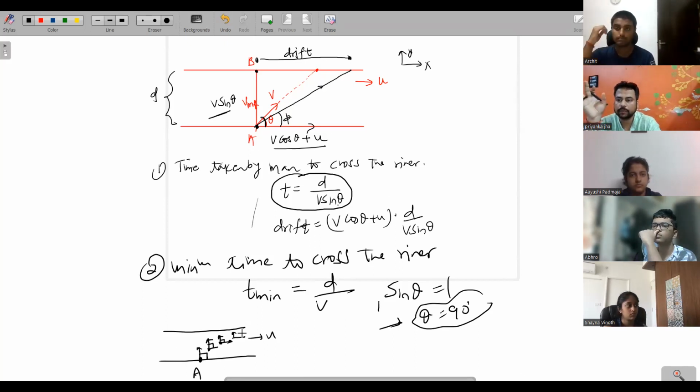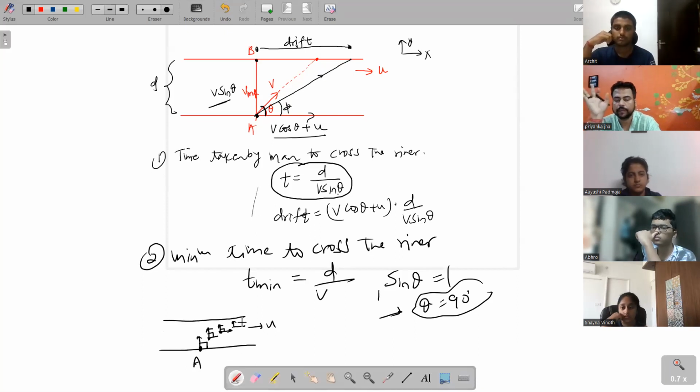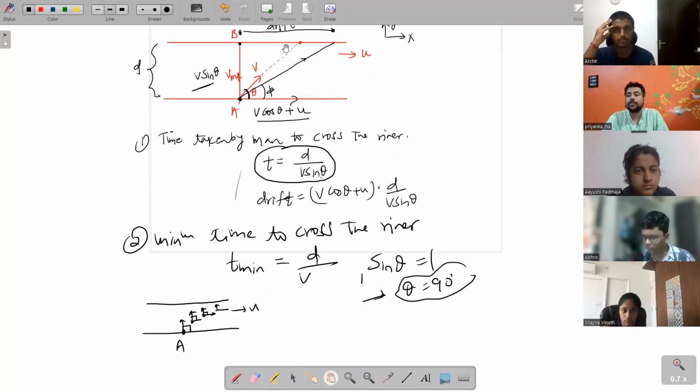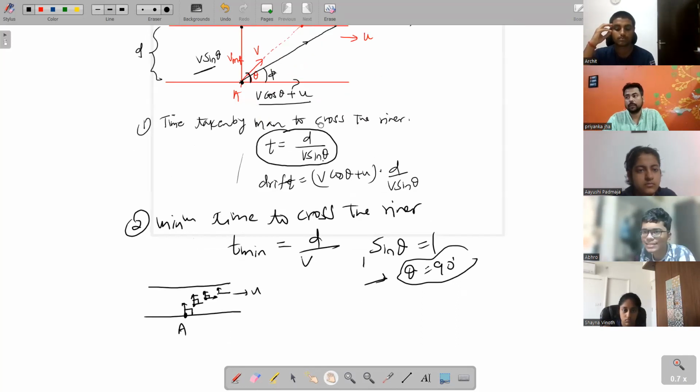बात समझ में आ रही है ना तुम लोग को? ओके, नाउ तो ये हो गया कि हाउ मच टाइम इट विल टेक टू क्रॉस द रिवर एंड व्हाट शुड बी द मिनिमम टाइम. नेक्स्ट पॉइंट देखते हैं. देखो ये ड्रिफ्ट जो हो रहा है ना, दिस इज द ड्रिफ्ट. व्हाट शुड बी द मिनिमम ड्रिफ्ट? मिनिमम ड्रिफ्ट क्या होना चाहिए वो देख लेते हैं.